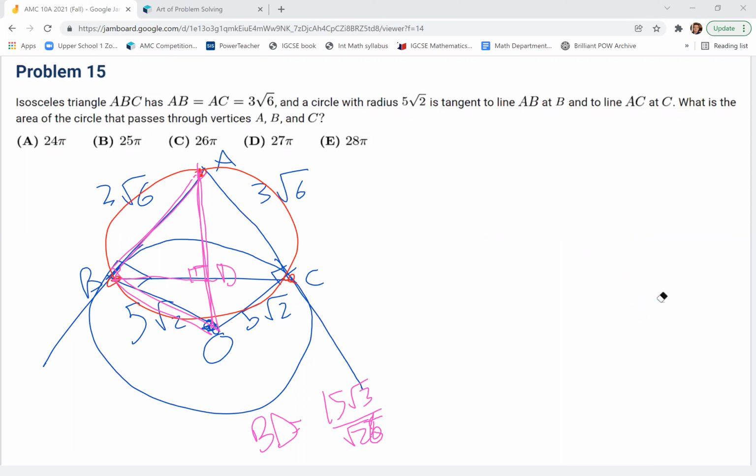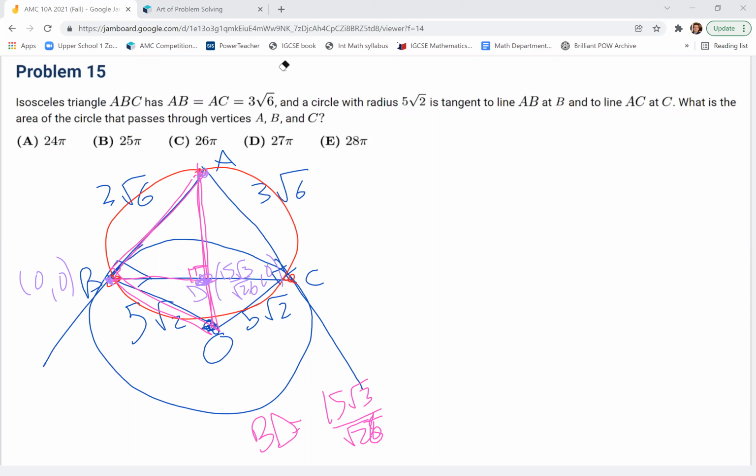So what I did was I called point B (0, 0), starting at point B down here. And then point D would be (15 root 3 over root 26, 0). I'm going to erase this for a second so I can write that. So 15 root 3 over root 26, comma 0, and that's going to be point D.